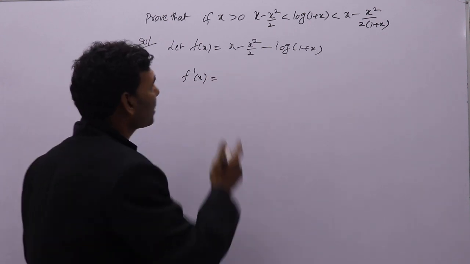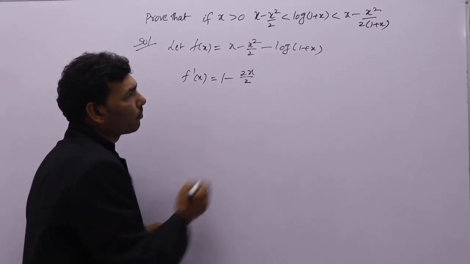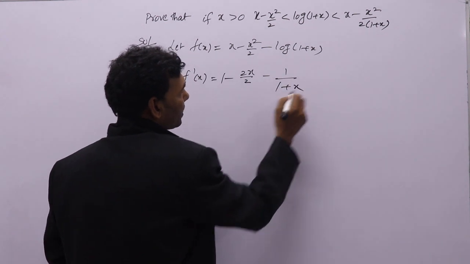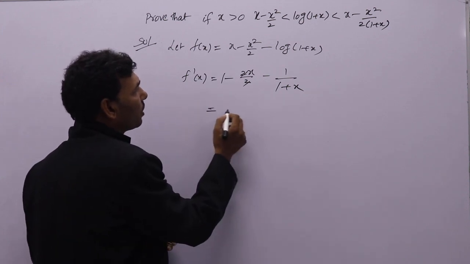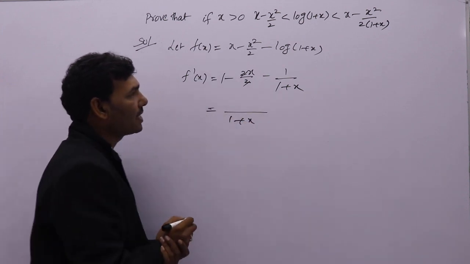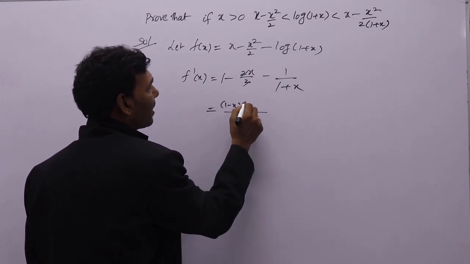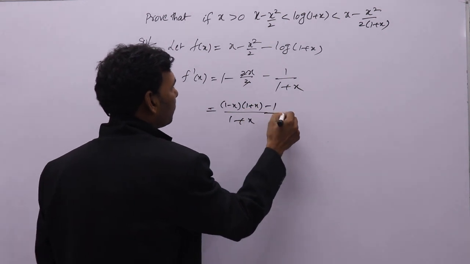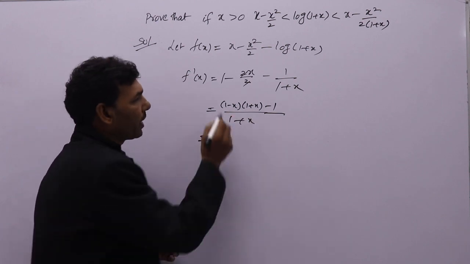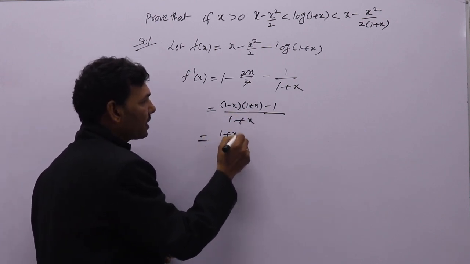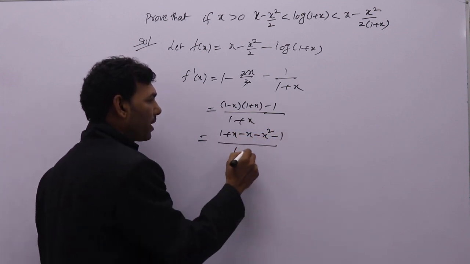Differentiate x with respect to x, 1. Differentiation of x square, 2x by 2. Differentiation of log 1 plus x, 1 by 1 plus x. The 2 gets cancelled. So, if you take 1 plus x as LCM, what will you get? 1 minus x is here, 1 plus x minus 1. Okay, now multiply, what will you get? 1 into 1 plus x, 1 plus x minus x square minus 1 by 1 plus x.